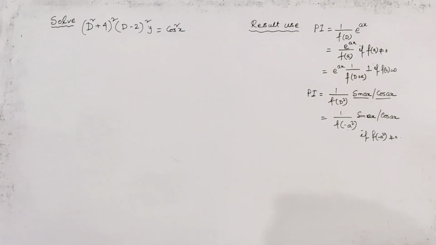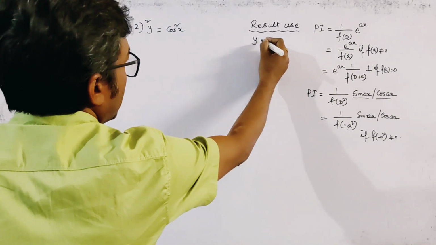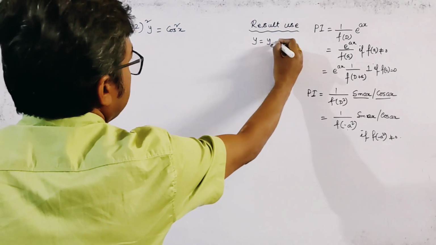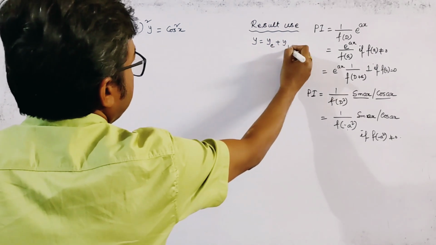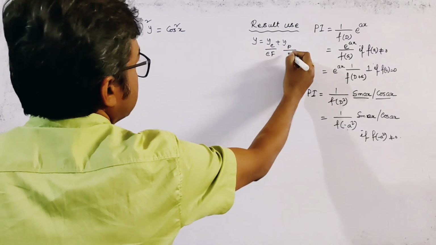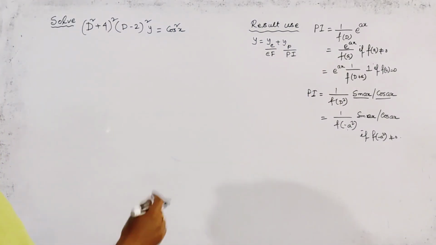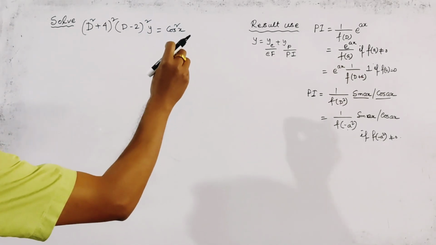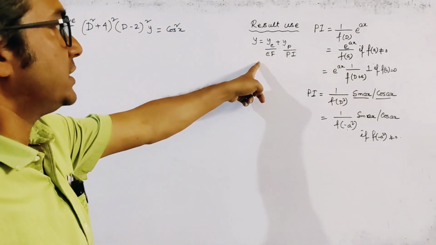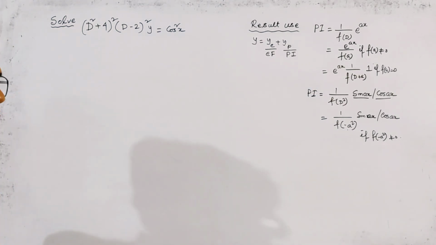general solution. And we write the general solution as y equal to yc plus yp. And this yc is said to be complementary function and this yp is said to be particular integral. Now we discuss how to find out complementary function and how to find out particular integral one by one.